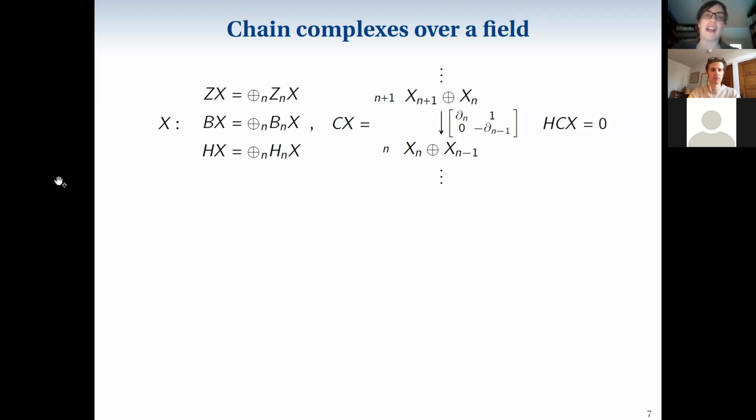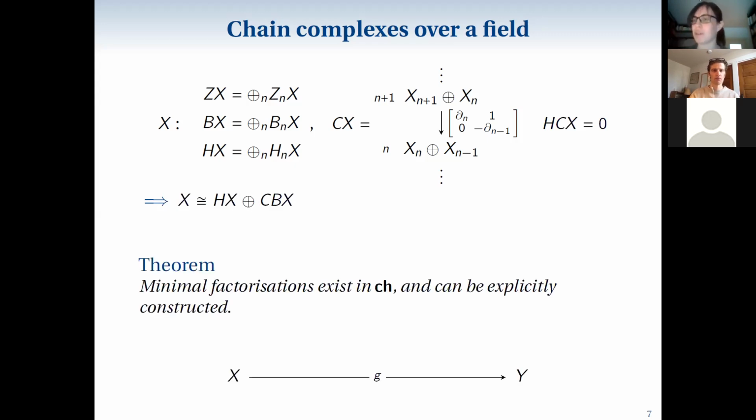Now, since we are working with chain complexes over a field, every chain complex has a nice decomposition. I'm not going to show you exactly how to reach this conclusion. I will ask you to trust me. But the point is that every chain complex can be written as the sum of its homological part plus the cone of its boundary. Now, the reason why this is interesting is because we can use this decomposition and this construction for something that we are interested in, for example, to define the minimal factorization of chain complexes.